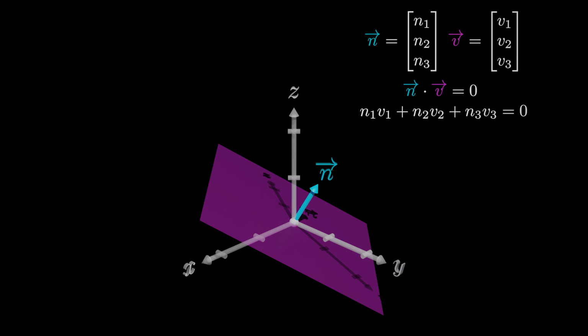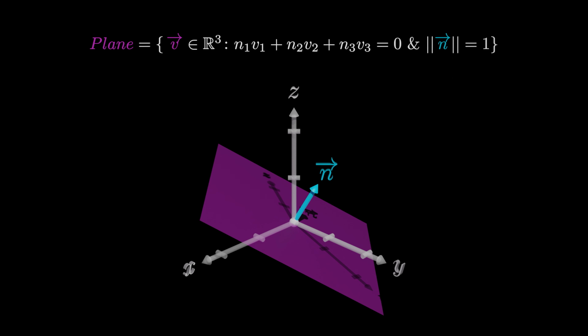Hooray! Based on how we've defined our vectors, one of these planes can be written as the set of all vectors v elements of R3 such that n1 v1 plus n2 v2 plus n3 v3 equals 0 and the magnitude of n equals 1. I hope you're okay with my set notation. I'm using colons for logical such that's and ampersands for logical ands. The biggest constraint to these planes is that they all pass through the origin.